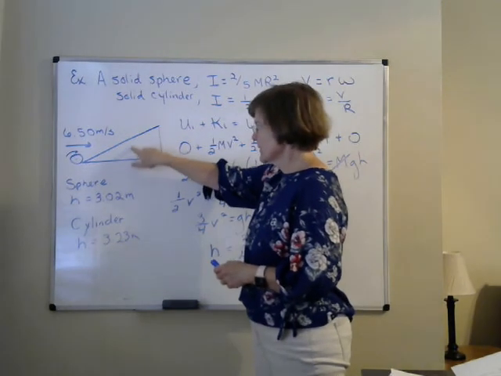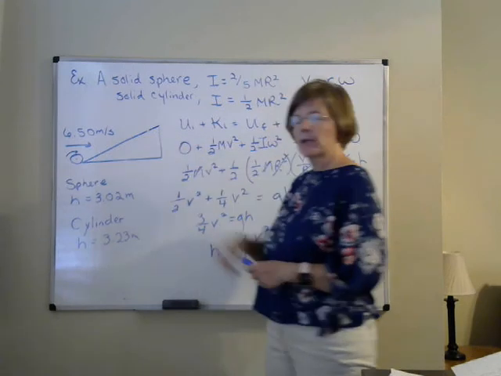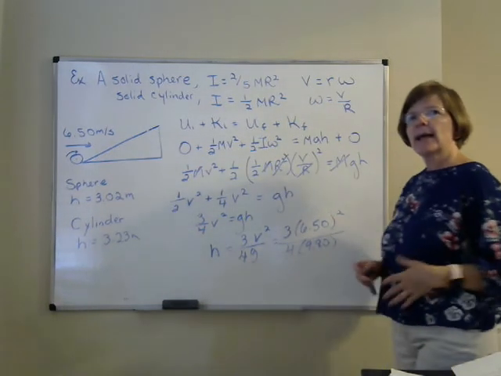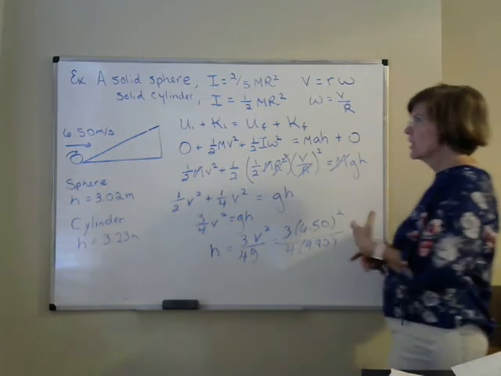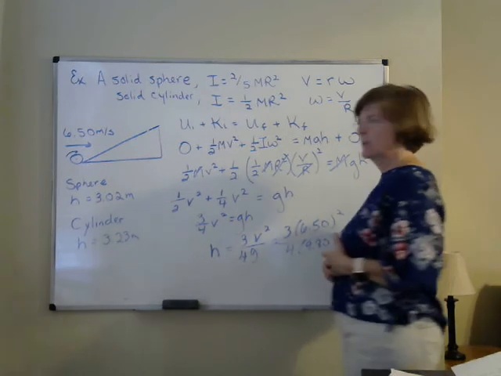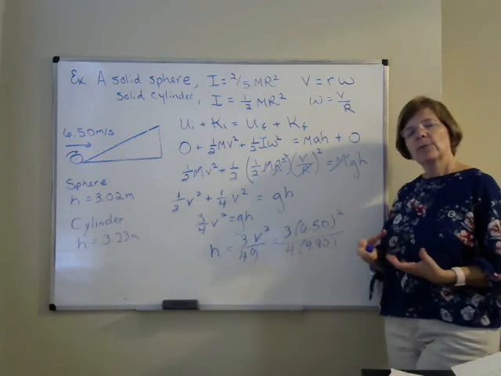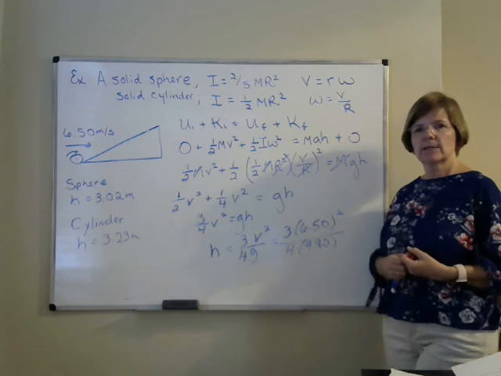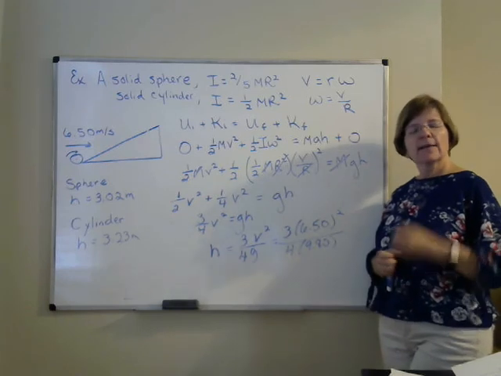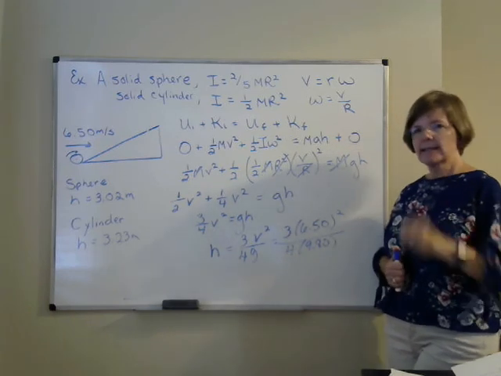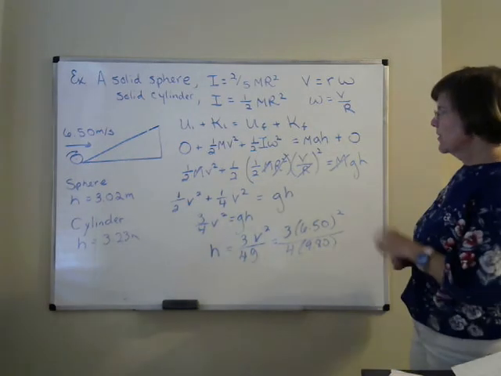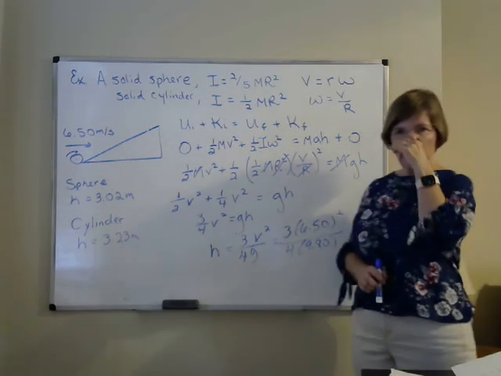The sphere is going to stop. The cylinder will keep going. The cylinder has to have more energy to go 6.50 meters per second. So the cylinder had more energy before it rolled up the hill. I had the right idea in my brain, but I said it exactly wrong. Talk that through one more time to clarify.